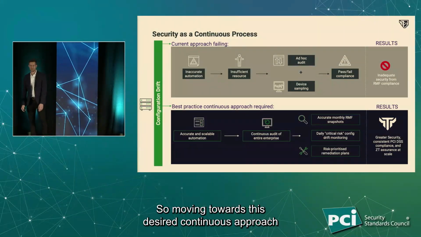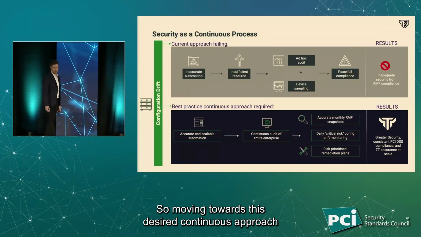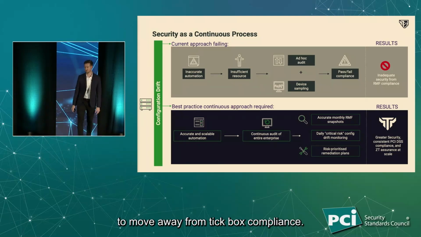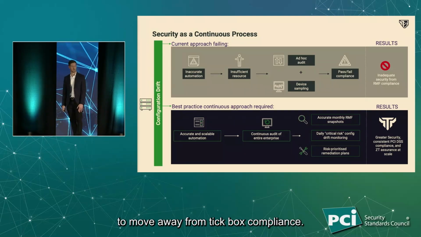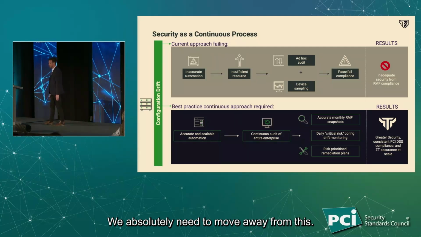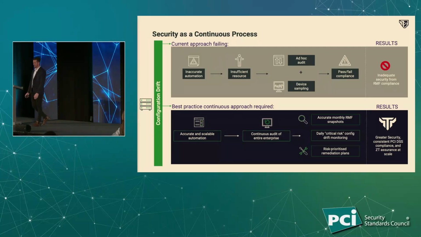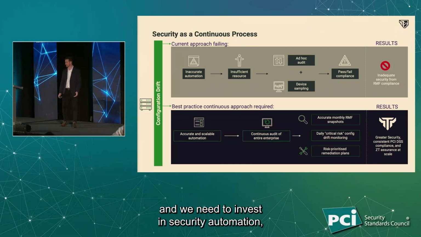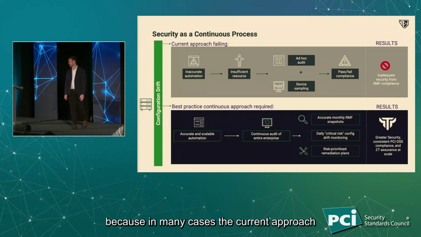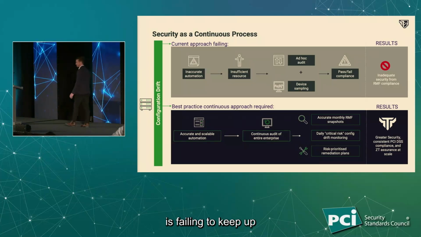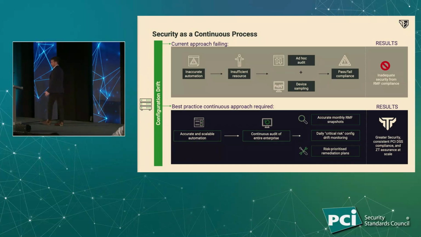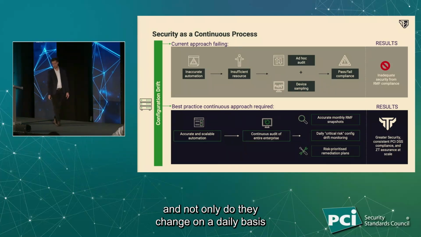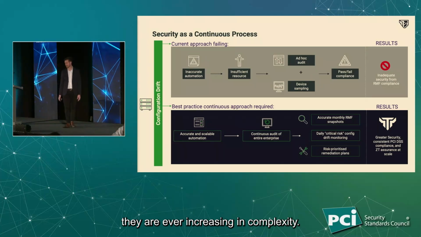So moving towards this desired continuous approach, it requires network security and compliance teams to move away from tick box compliance. We absolutely need to move away from this. And they need to enhance assessment processes, and we need to invest in security automation. Because in many cases, the current approach is failing to keep up with the fact that networks change on a daily basis. And not only do they change on a daily basis, they are ever increasing in complexity.